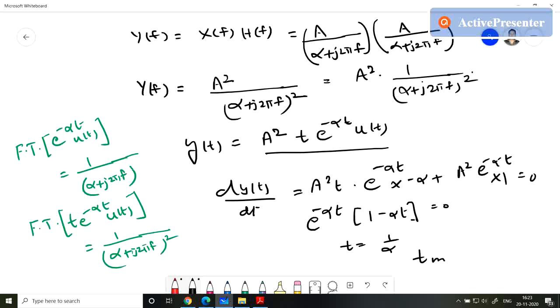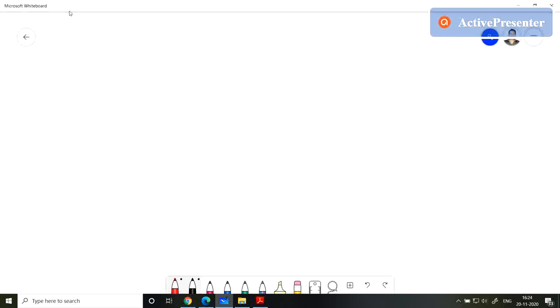So this is t maximum, t_m, and at this value of t we get the maximum value of y(t). So what is the maximum value of y(t)? y maximum at t_m equal to 1 divided by alpha is a square divided by alpha e. This is the maximum value of y at t_m equal to 1 divided by alpha. So let us plot this graph. The graph is like this, with y(t) on the y-axis and t on the x-axis.